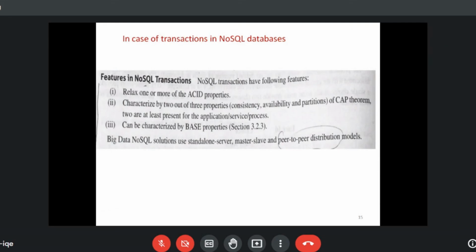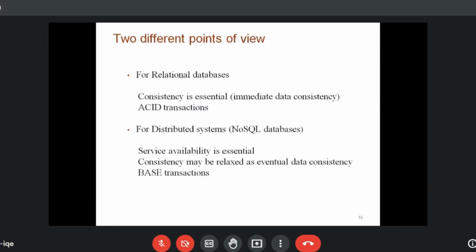So the features of NoSQL transactions can now be defined. NoSQL transactions have the following features. They relax one or more of the ACID properties, characterized by two out of the three properties. If two are at least present in the application, service or process, it can be characterized by the BASE property. Big NoSQL solutions use standalone server, master-slave, or peer-to-peer distribution models.